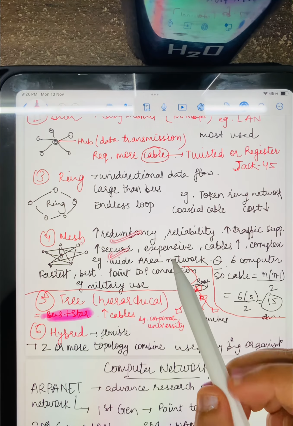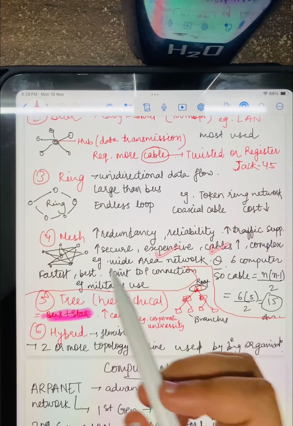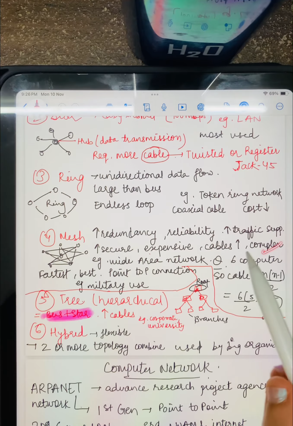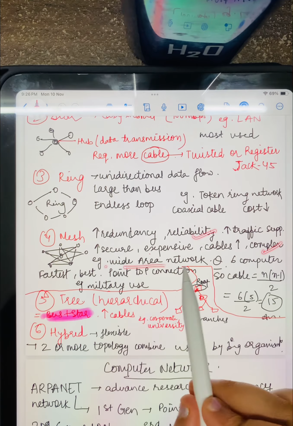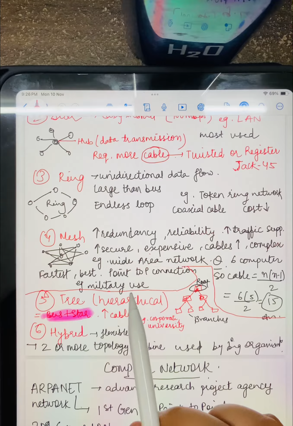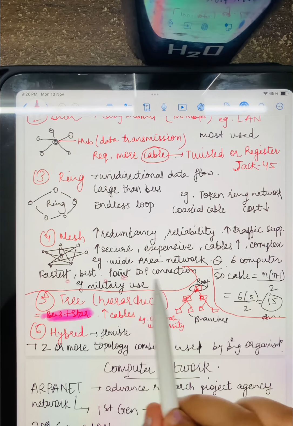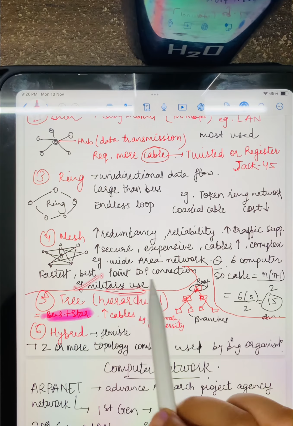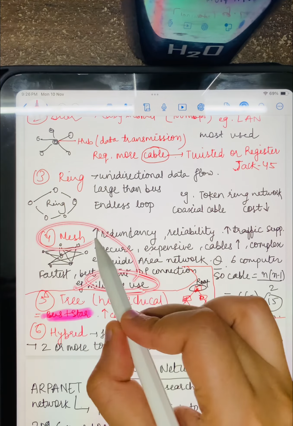It is highly secure, expensive. It has more cables because each one is connected to all of these. It has high traffic support, complex reliability. Example is wide area network. It is fastest, best in point-to-point connection. It is used in military use. So which one is used in military use? Mesh.